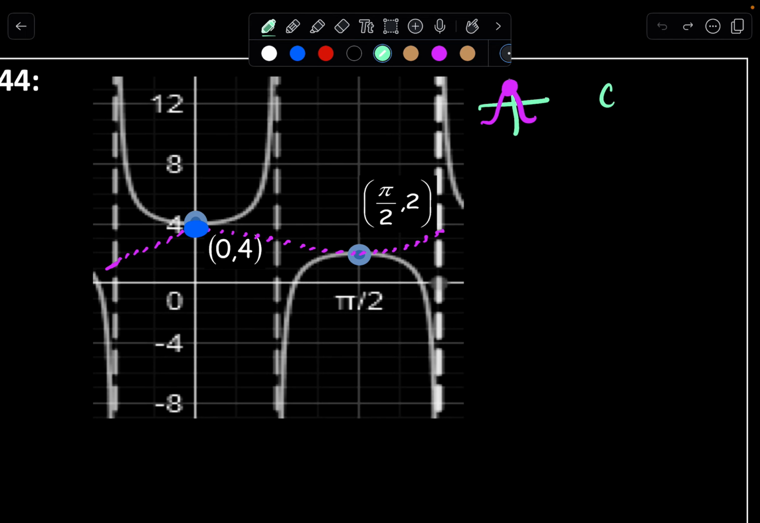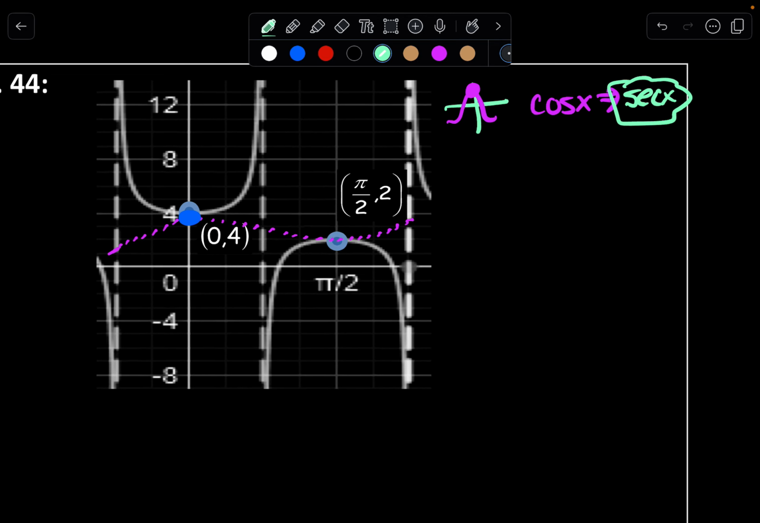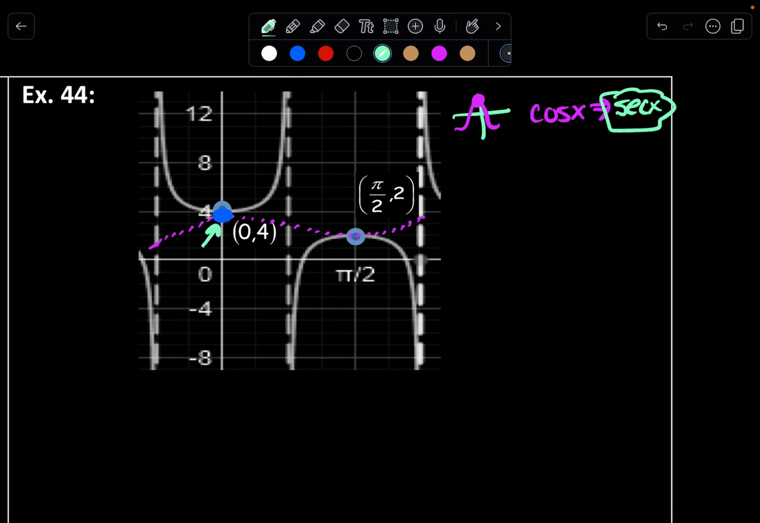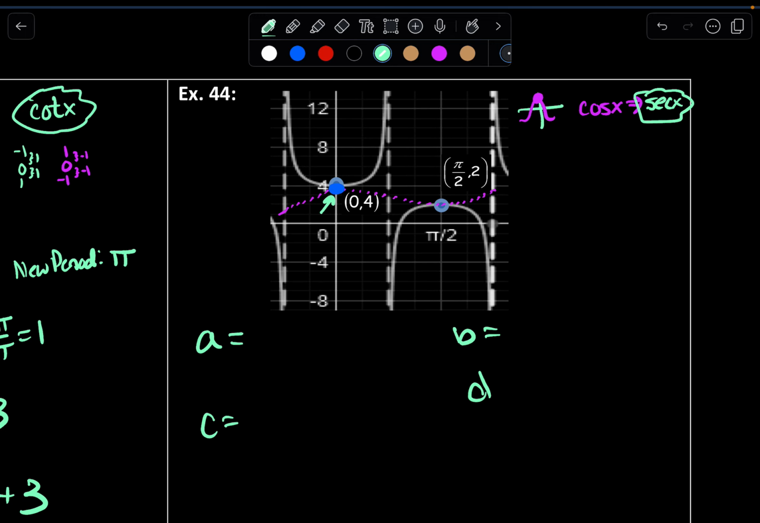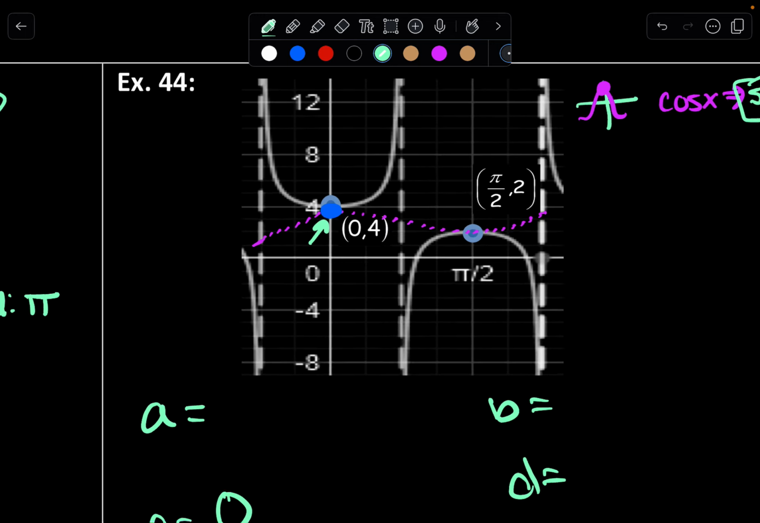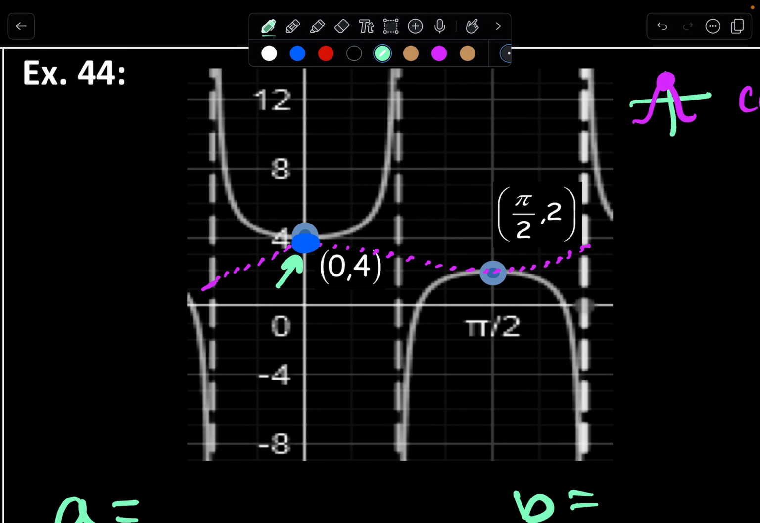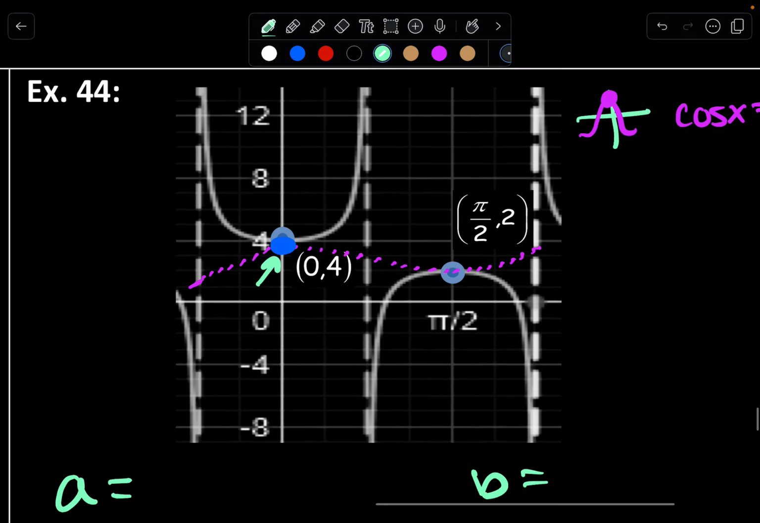Oops. I say cosine, but we want to use the reciprocal, which is secant. All right, and I choose that because now I don't have to worry about a phase shift. All right, so our c value will be equal to 0. Again, determining which function to use comes from knowing your parent functions, not just 2 of them, but all 6 of them, okay, and understanding how the reciprocals relate to each other.